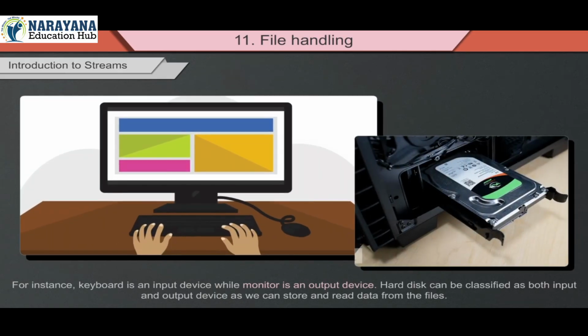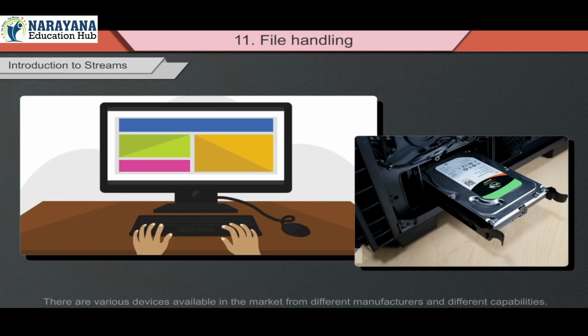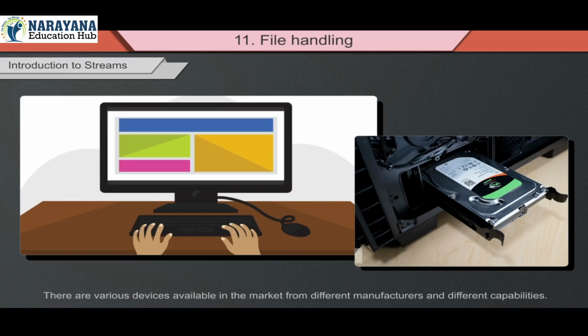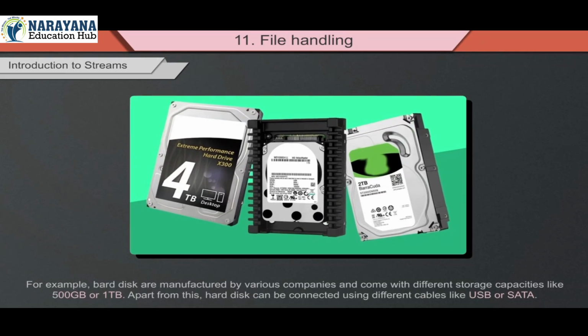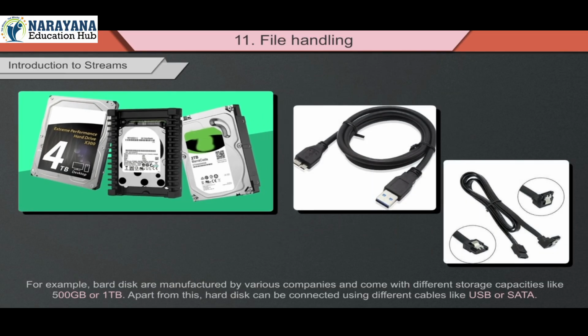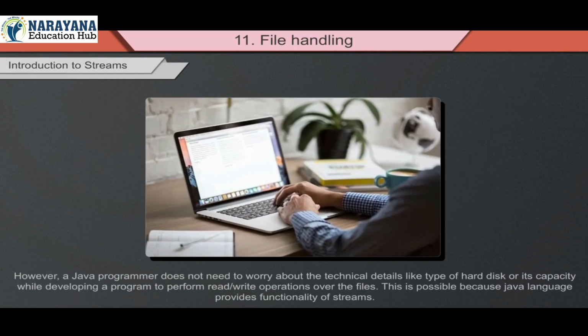Hard disk can be classified as both input and output device, as we can store and read data from the files. There are various devices available in the market from different manufacturers and different capabilities. For example, hard disks are manufactured by various companies and come with different storage capacities like 500 GB or 1 TB. Apart from this, hard disk can be connected using different cables like USB or SATA. However, a Java programmer does not need to worry about the technical details like type of hard disk or its capacity while developing a program to perform read or write operations over the files.